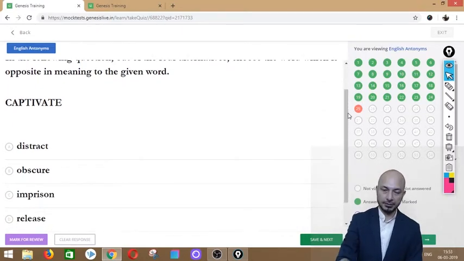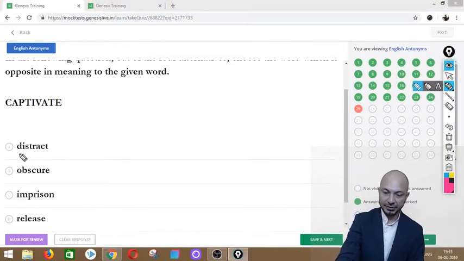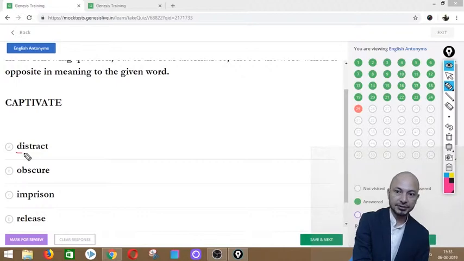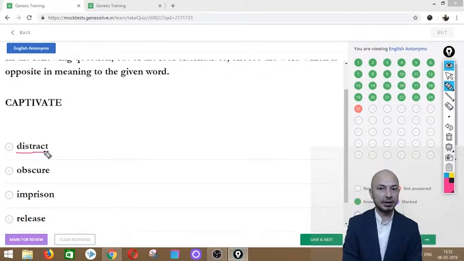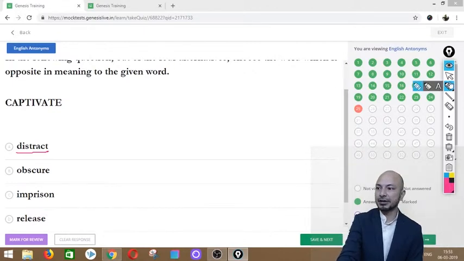So coming to question number 25, the word is captivate, and the options given are distract, obscure, imprison, and release. And the correct option is going to be option A, which says distract. Now, captivate is when you keep someone's attention, an audience or a group of people, by being very charming and attractive in how you're talking. And distract is to take someone's attention away from what they are trying to do. We can see they are antonyms again, so we click option A.